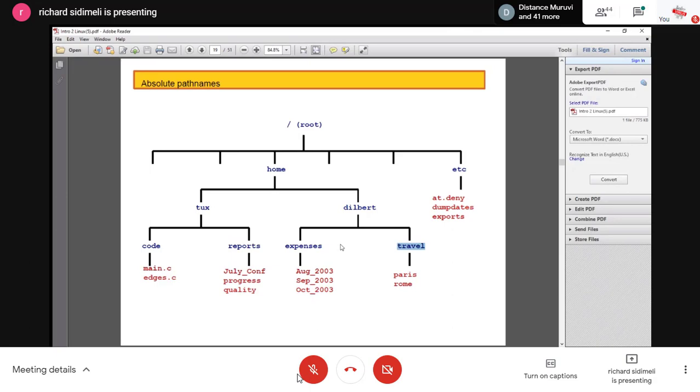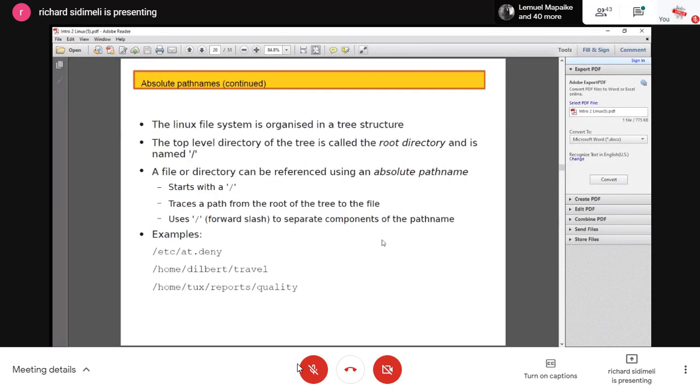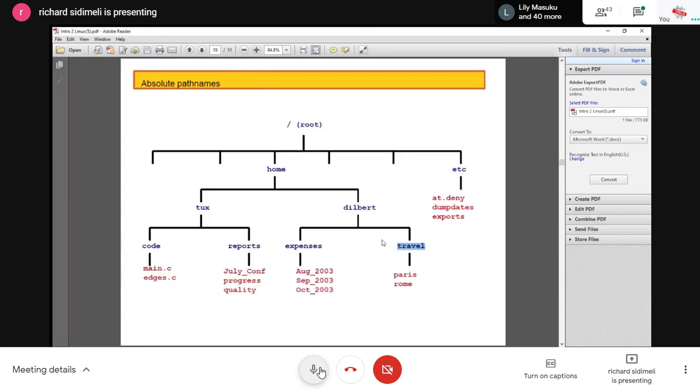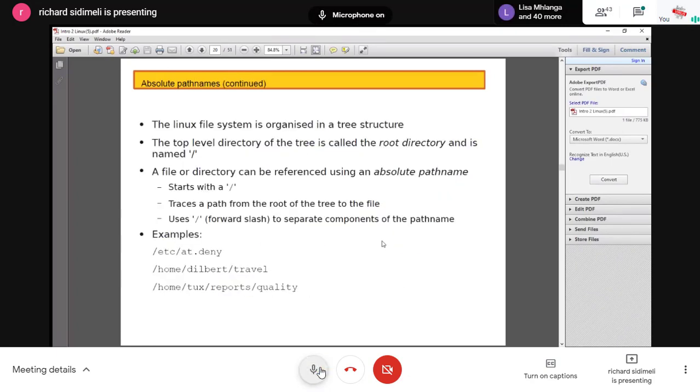Who has access to a Linux machine? Who has ever seen a Linux machine? I'm about to wind up.